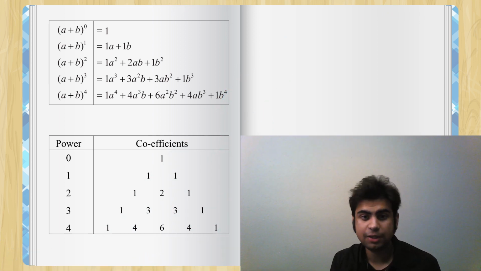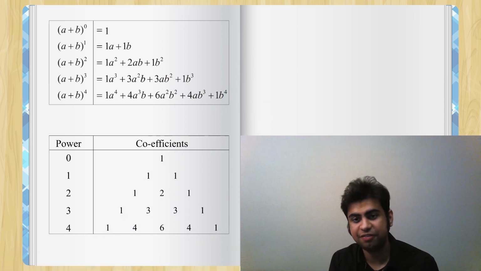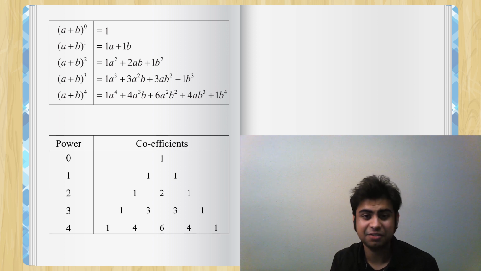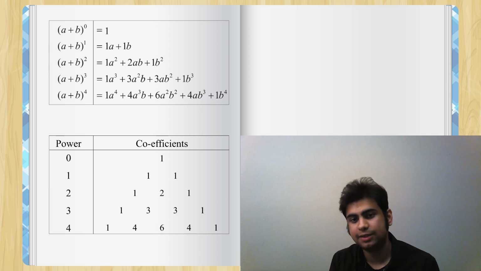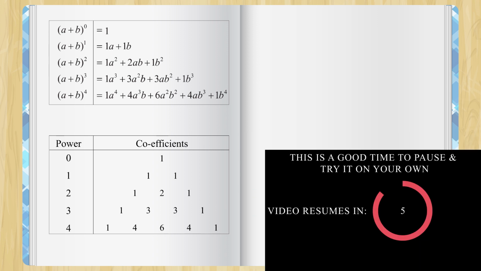So we have figured out the pattern of the numbers, which are the coefficients, but we still have to find the pattern for the variables. Don't worry, the pattern for the variables is very distinct. In fact, I'm going to ask you to pause the video and find it on your own.